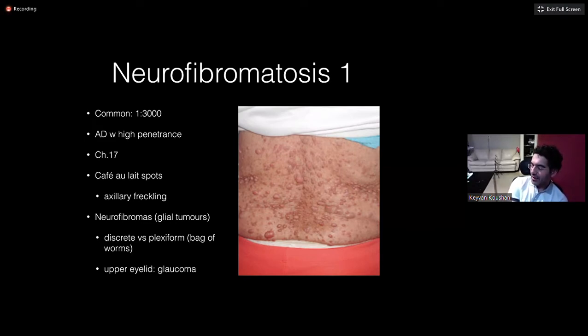And then you have these neurofibromas, which are essentially supporting cells of neurons. You have discrete ones, and when it becomes plexiform, it's the bag of worms, especially in the eyelid. You can see it around the eyelid, associated with glaucoma very much.